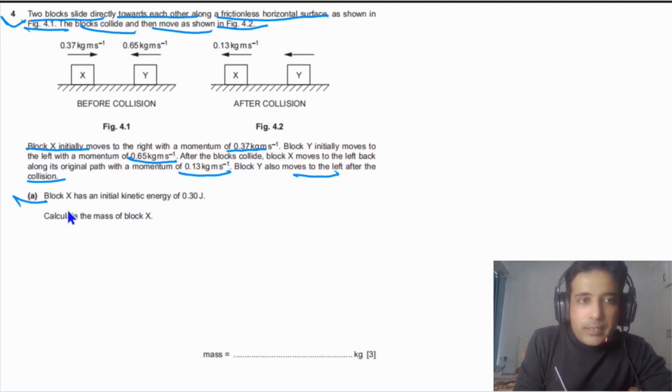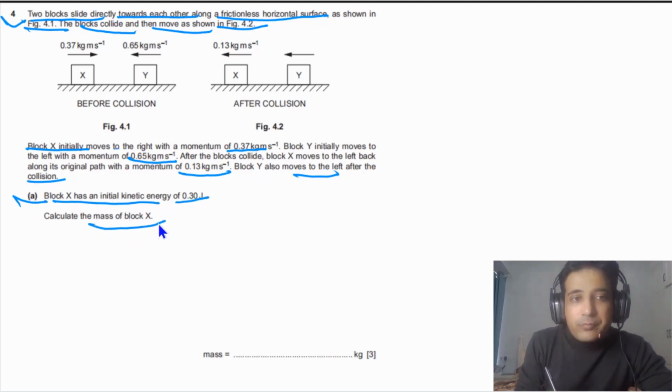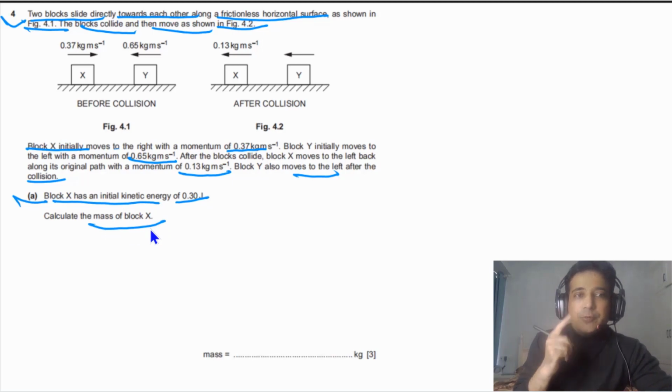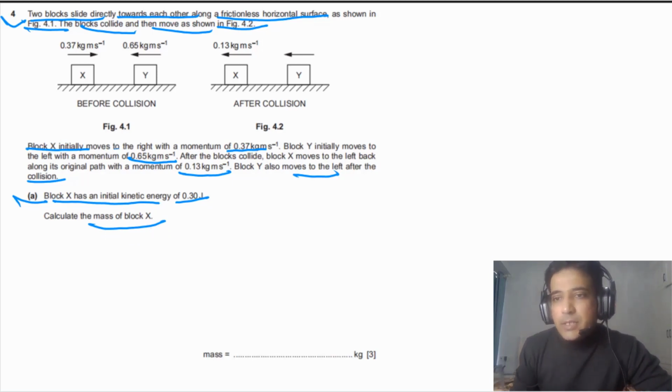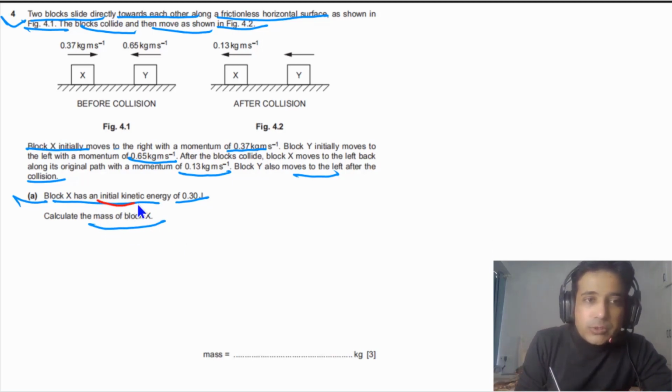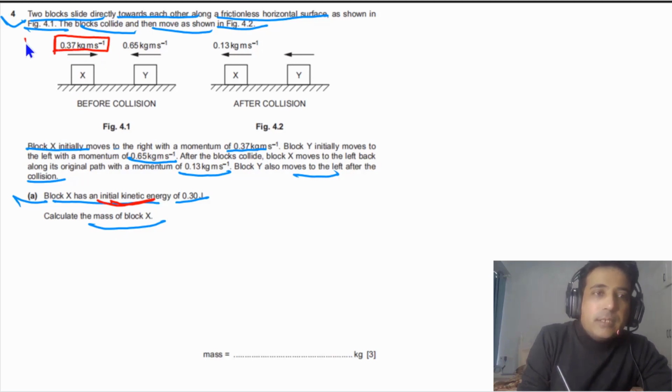For part A, we need to calculate block X's initial kinetic energy, and we need to calculate the mass of block X. So the first thing we need to understand in this case is we are talking about initial kinetic energy. So we have to take initial momentum, and this is the initial momentum of block X.